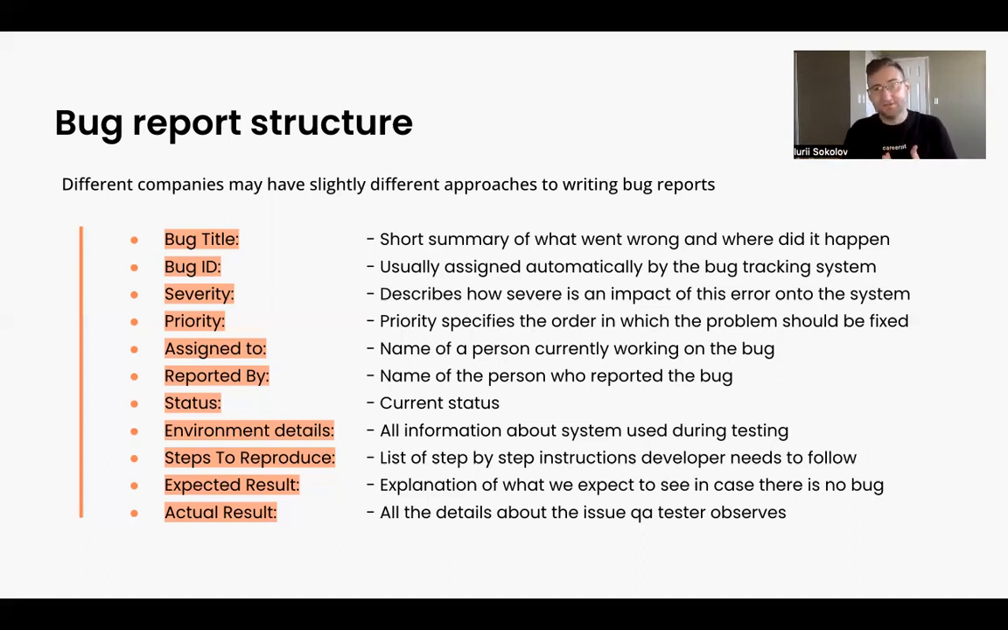Reported by is the name of the person who reported the bug. By default it is your account, your name. Status shows what's going on with the ticket. At any point in time, you can log into the system, for example Jira, pop up the bug ticket and see what's going on. Is it in progress, for example? The status may say in progress, which means that someone is working on it. It may be new, which means that nobody has looked at the ticket yet. It may say something like fixed or verified.